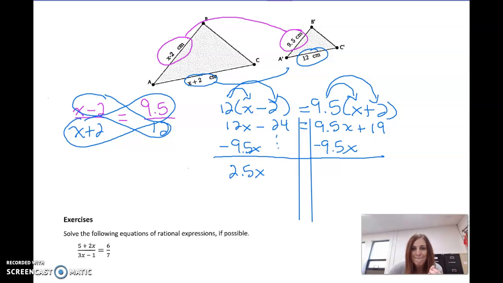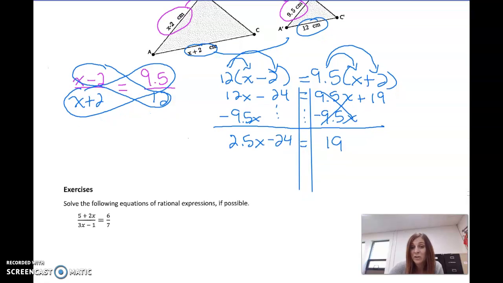Then I bring down my minus 24. I bring down my equal sign. These cancel. That gives us 0 x's. Anything times 0 is 0. And then I have 19. Now I have a two-step equation. I'm going to solve for my x term, get rid of whatever's being added or subtracted. So if we have minus 24, I'm going to combine that with a positive. Whatever I do to one side, I do to the other.